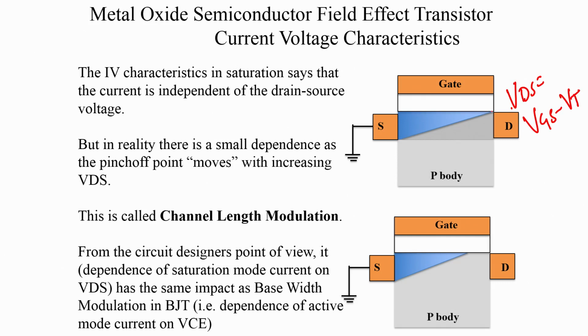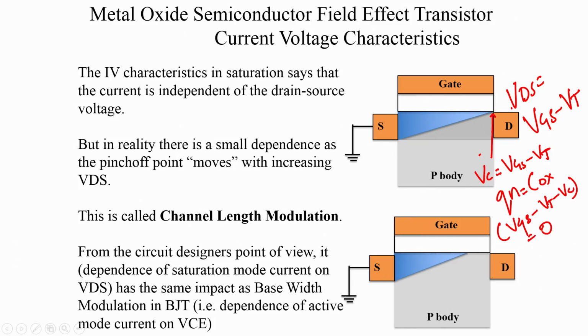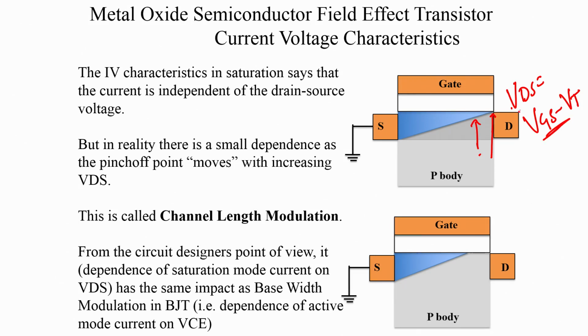At this point, only this region has the channel potential being equal to VGS minus VT, and therefore, my Qn, which is Cox into VGS minus VT minus Vc, is now 0, right. It is only that point which has got 0 electrons. Everywhere else the channel potential is less than VGS minus VT, because the maximum value it could take is VDS equal to VGS minus VT.